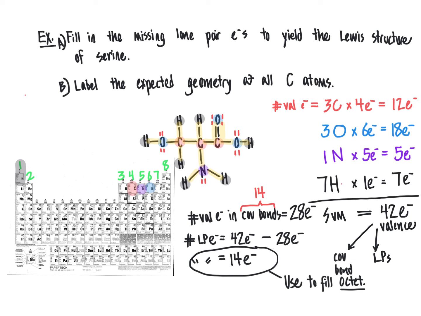Now, if all has gone well, we have accomplished filling the octet for all of the atoms, and we absolutely need this to equal a total of 14 electrons that we have filled in into those lone pairs. So going through and counting, I'm going to do this in pink here to highlight and help myself keep track of counting.